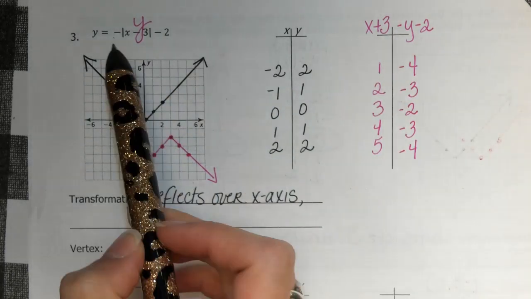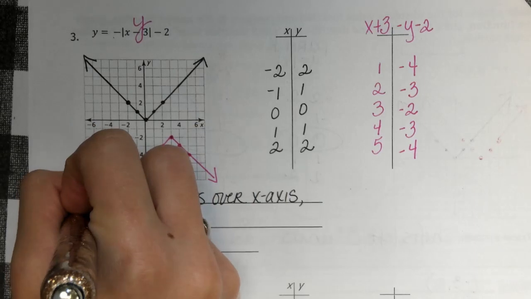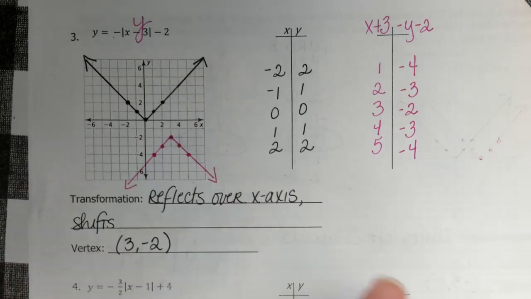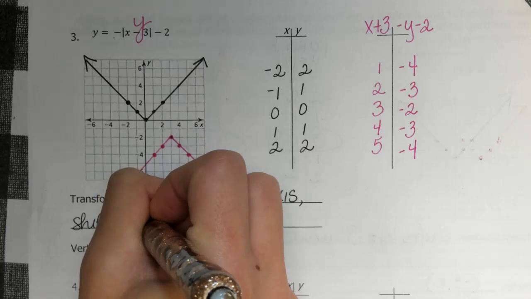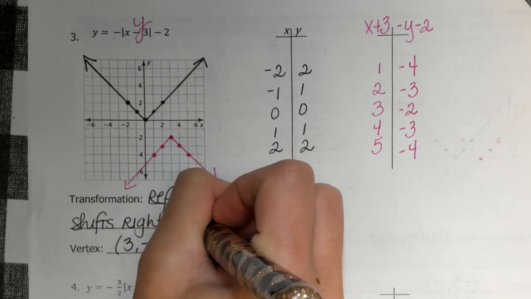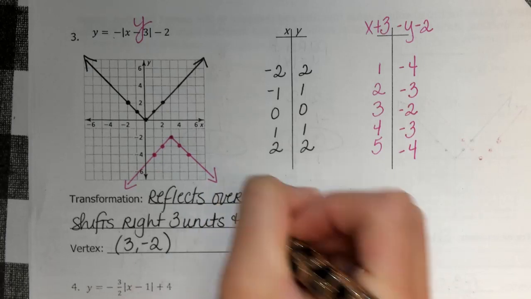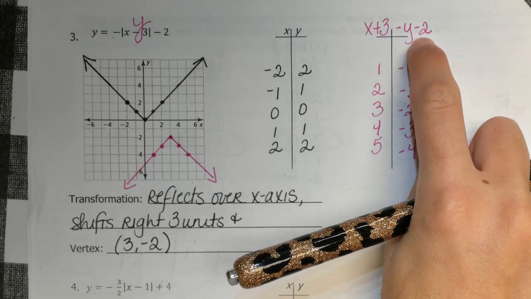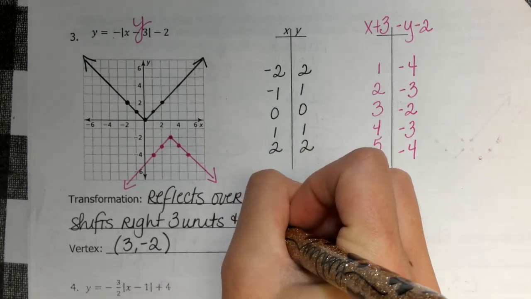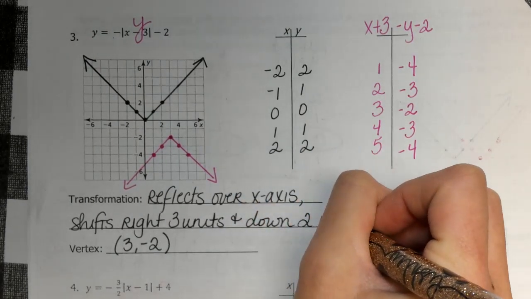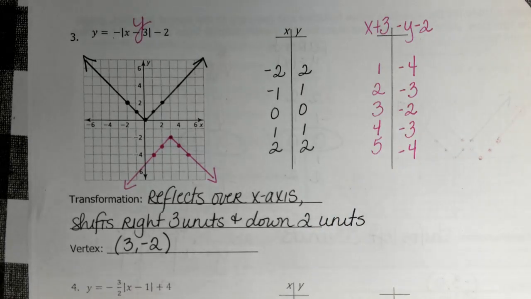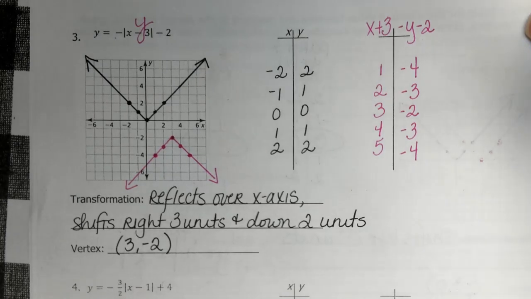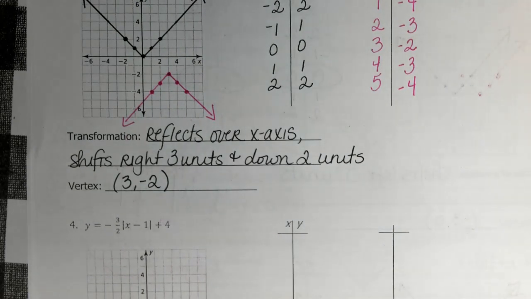Now, this x minus 3 tells me it shifts where? Shifts right 3 units. And where else did it shift? 2 units where? Down. So, and down 2 units. We good with that? Do we have questions?